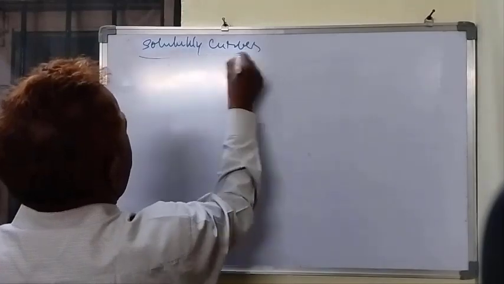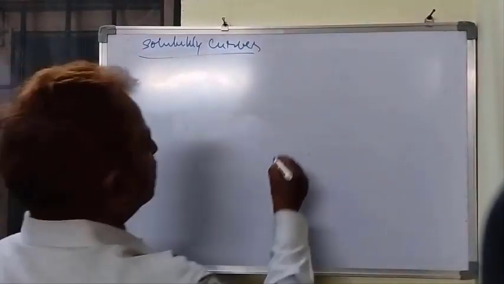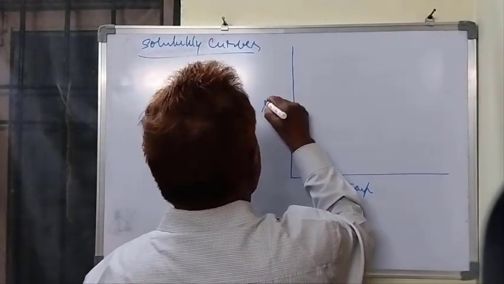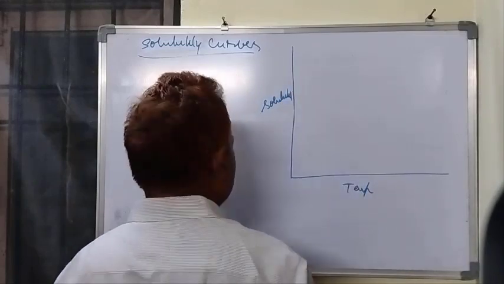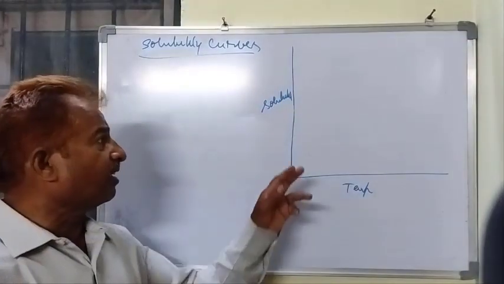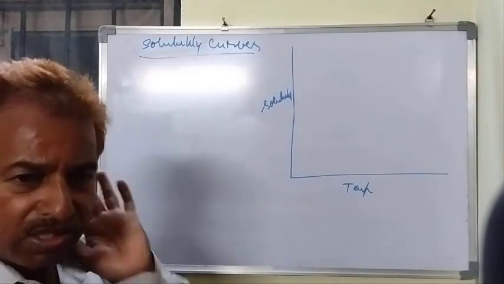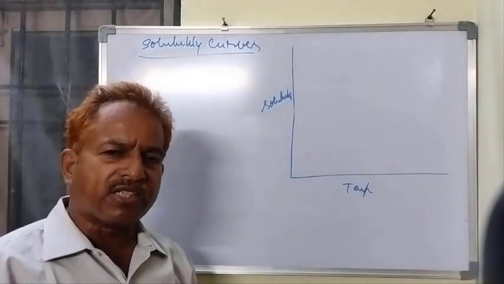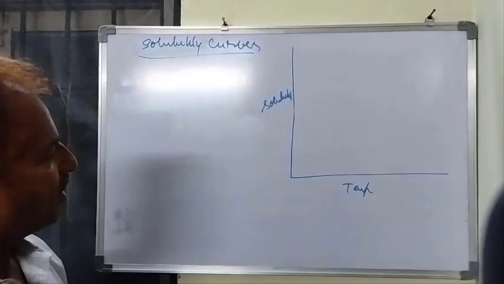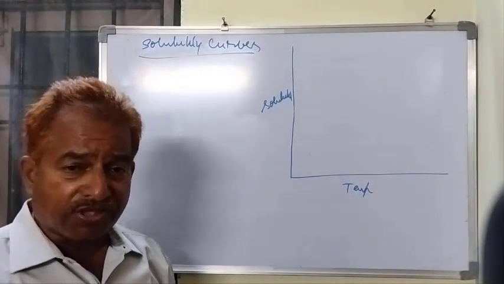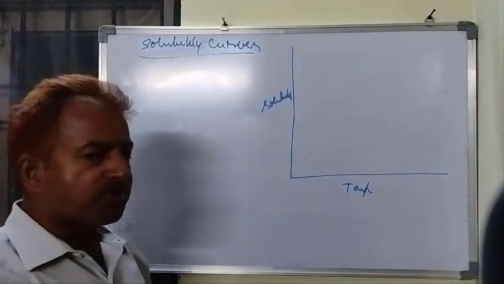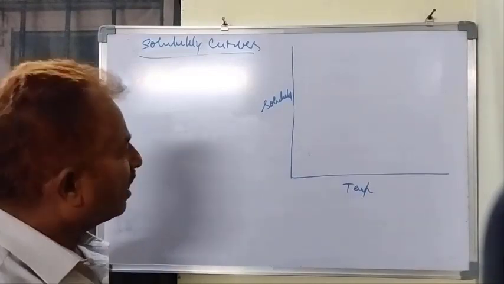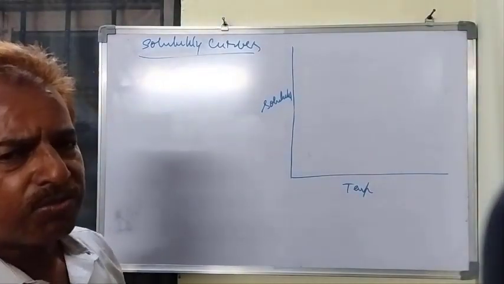Solubility curves means this is the temperature, this is the solubility. So a graph drawn between temperature and solubility of the substance is known as solubility curves. As we discussed just now, solubility of certain substances increases with increase in temperature, that is, their solubility is an endothermic process. Solubility of certain substances decreases with increase in temperature, that means solubility of those substances is exothermic.